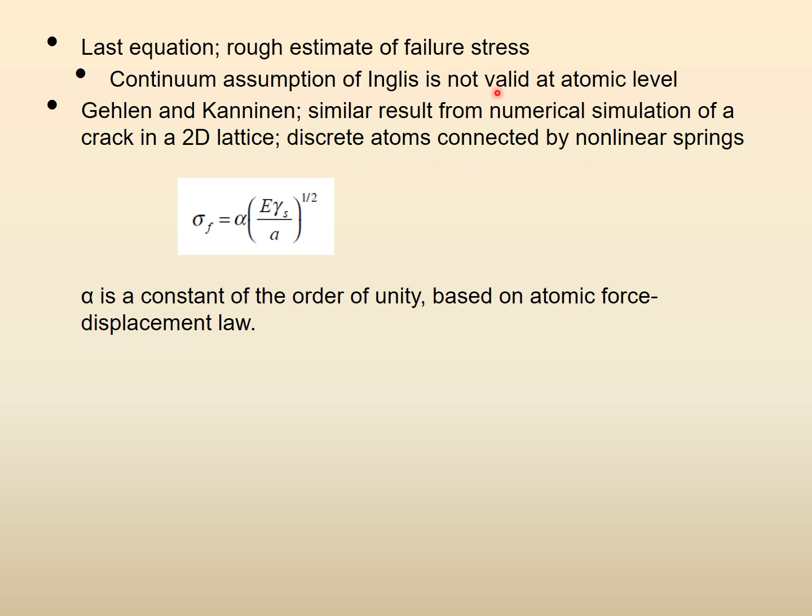By doing this finite element or finite difference numerical analysis, they found this equation: sigma f is equal to alpha E gamma s upon a, raised to half. Alpha is a constant of the order of unity, meaning some multiple of 1, based on the atomic force displacement law, and a is the crack half length. The previous equation that English derived based on continuum theory and this equation derived from numerical simulation are very close. They are the same in order, of course order meaning powers of 10. This one may be a small multiple of that.